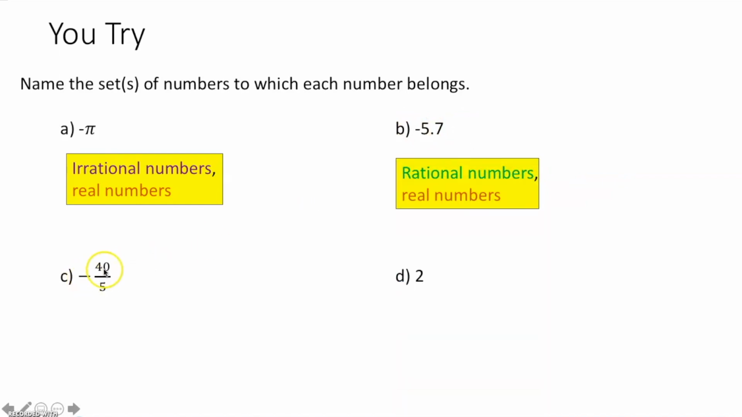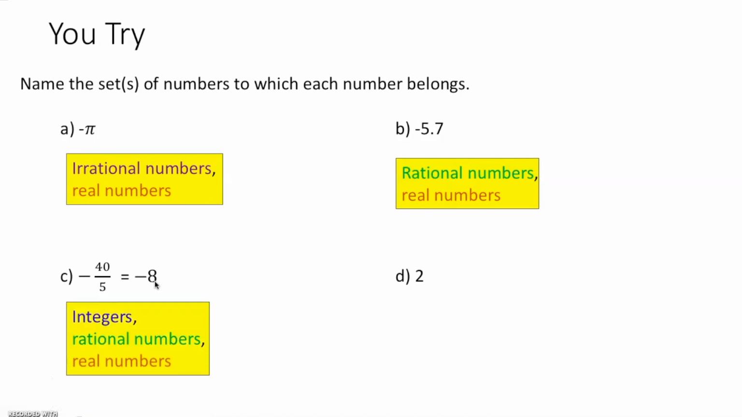Part C, we have negative 40 over 5. This is written as a fraction, a ratio, which we automatically think rational numbers. However, we can divide this. Negative 40 over 5 is going to be equal to negative 8. Now, this no longer is a fraction, right? It's still a rational number, though, because it can be written as a fraction. Because it reduces to negative 8, this is now no longer just a rational number and a real number. It's also an integer. So we have integers, we have rational numbers, and we have real numbers.